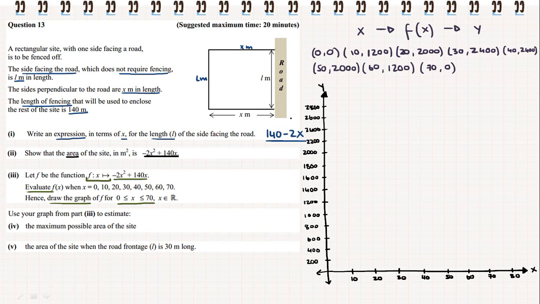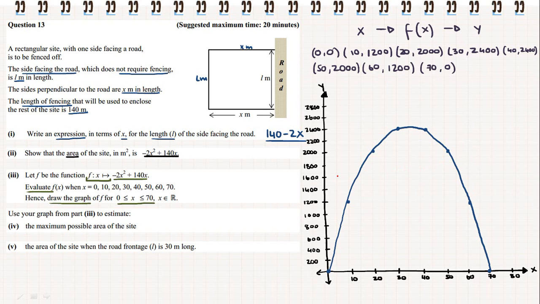Now we just plot our points. So we have 0, 0 for the first one, and we have 10 and 1,200, 20 and 2,000, 30, 2,400, 40, 2,400, 50, 2,000, 60, 1,200, and 70 and 0. Now we join up our points.